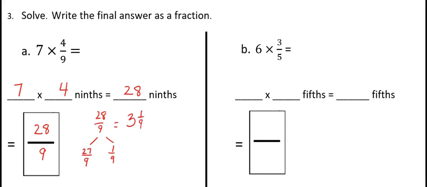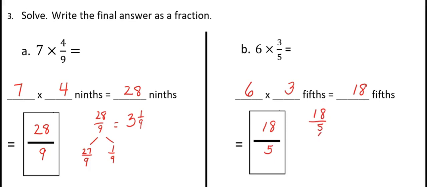In problem B, I have 6 times 3/5. That's 6 groups of 3/5. 6 times 3 is 18. So 6 groups of 3/5 is 18/5. We'll write that as a fraction. And again, there is the option of putting that improper fraction into a mixed numeral.